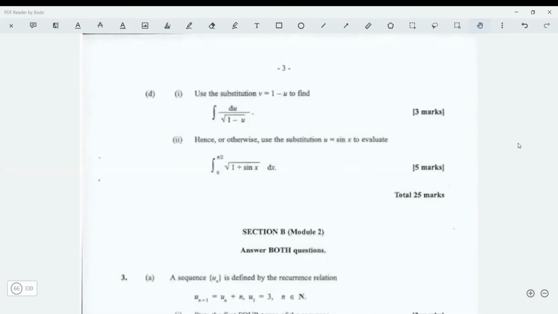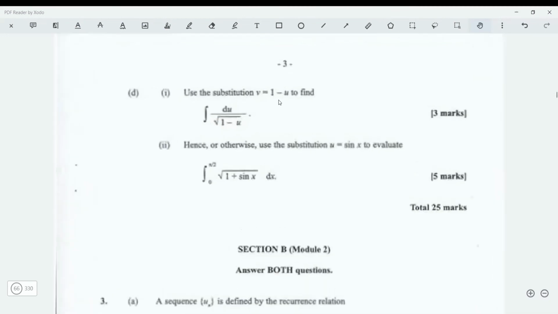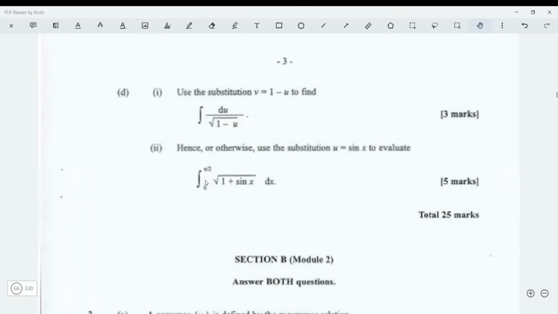All right, now Marika, the paper starts to get tough. This is where everything starts to get tough now. I can tell you, this integration is not normal.